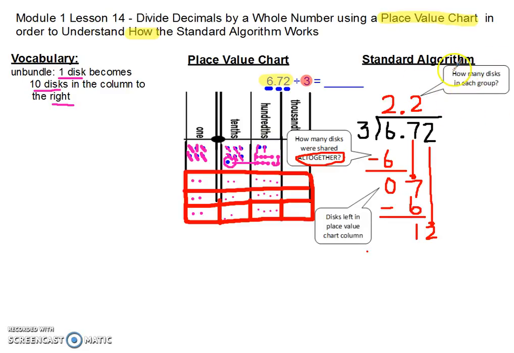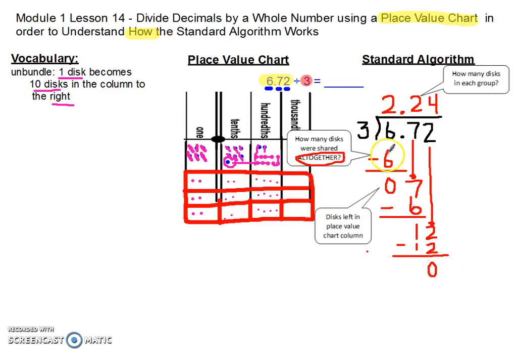At the top, again, how many discs are in each group? There are 4 discs in each group. Then we're going to do our subtraction problem, and we're going to count up how many discs we shared all together. We have 4, 8, and 12. So we're going to minus 12, and 12 minus 12 is 0. And this 0 matches how many discs I have left on my place value chart.